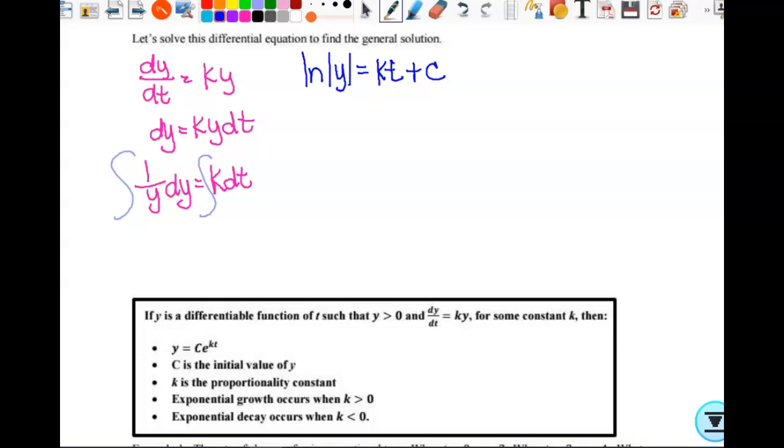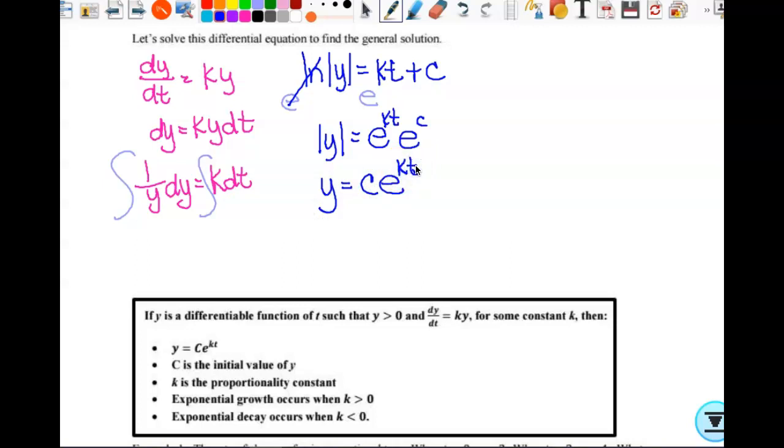So here's where I'm going to raise both of them to the e power, right? So e to the natural log just gives me the absolute value of y. That's equal to e to the kt times e to the c. Just went ahead and split that because we've got to know how our exponents work. So then this is just plain old y, because this becomes c times e to the kt.